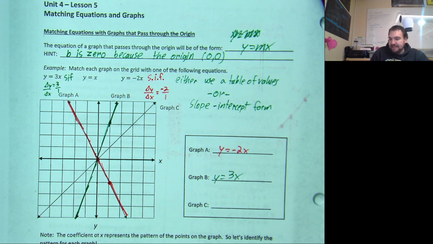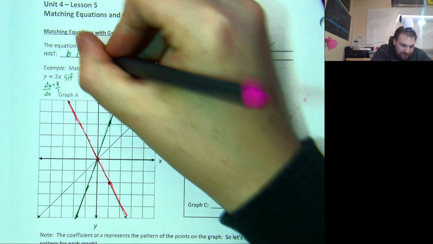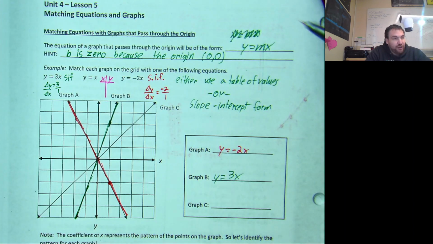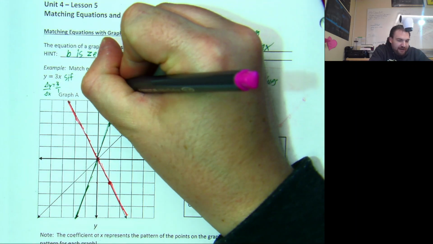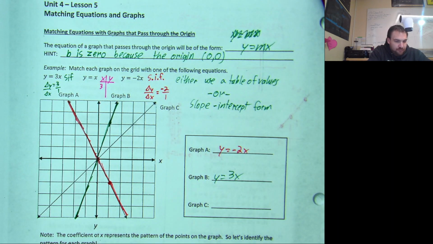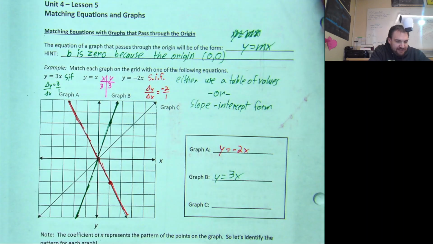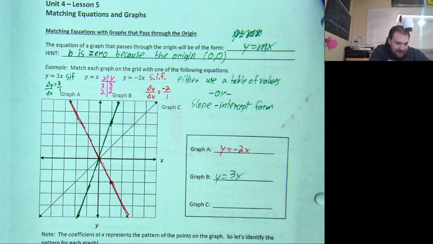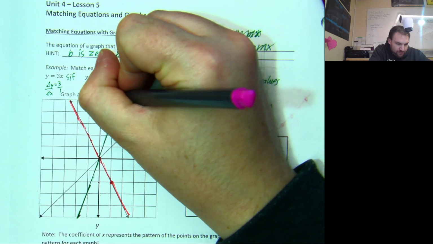The last one is easy to use a table of values for. So we're going to make a table of values. There's going to be my x, there's going to be my y. The equation is y equals x. So if x is 3, what's y going to be? 3. If x is 2, what's y going to be? If x is negative 4, what's y going to be?